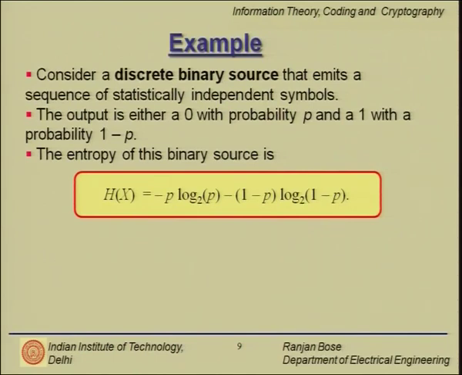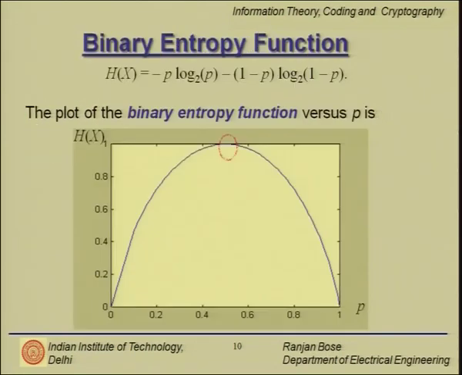How much uncertainty is there? So, we plug in the value: H(X) is minus p log to the base 2 of p, minus (1 minus p) log to the base 2 of (1 minus p). This quantity we just read out is called the binary entropy function, and we will find this application at several places.